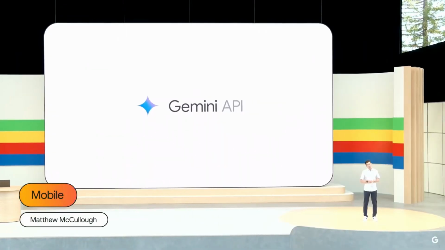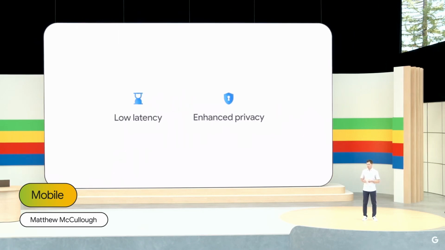Next, let's look at Gemini Nano, our most efficient model for on-device tasks. It runs directly on mobile, enabling low-latency responses and data privacy. This helps you implement features like suggested replies in messaging apps while knowing that the data won't leave the device.